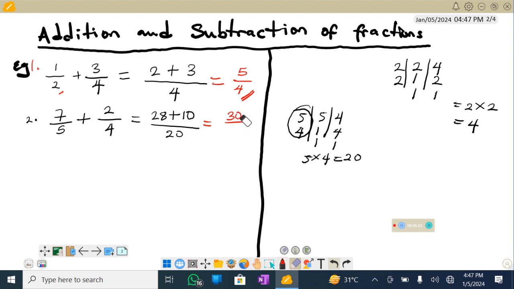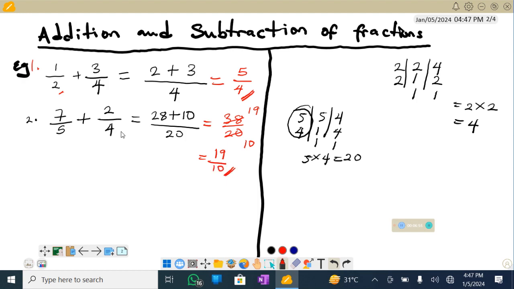Oh, there's a mistake there. So let's clean that. So we have 38 over 20. So in this case, there's something we can still divide. I think 4 can go. Oh, 2 can go. Okay. 4 in 38, 4 cannot go. Okay. So 2 here will give us 19, while 2 here will give us 10. So our answer will become 19 over 10.